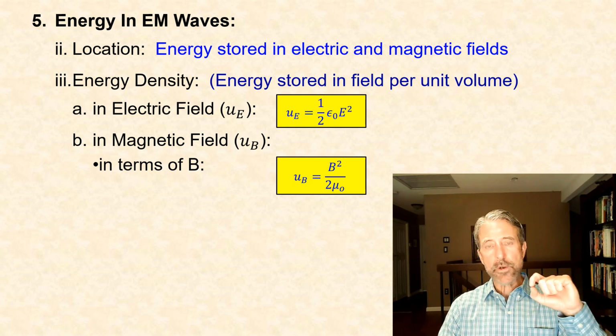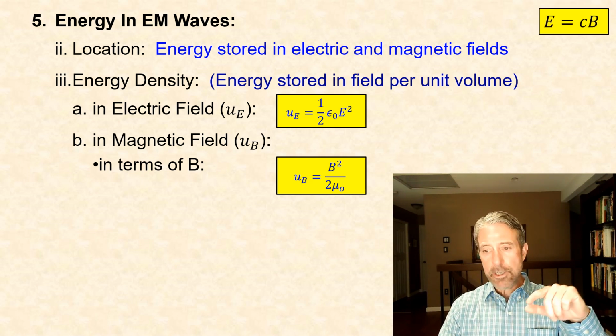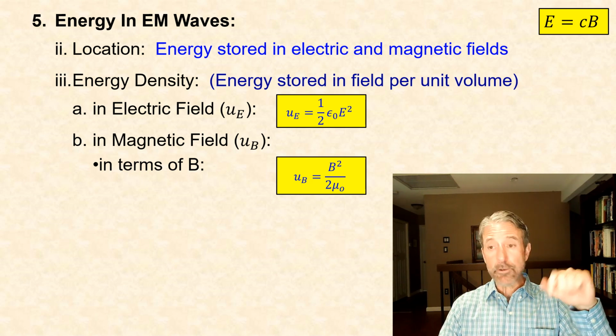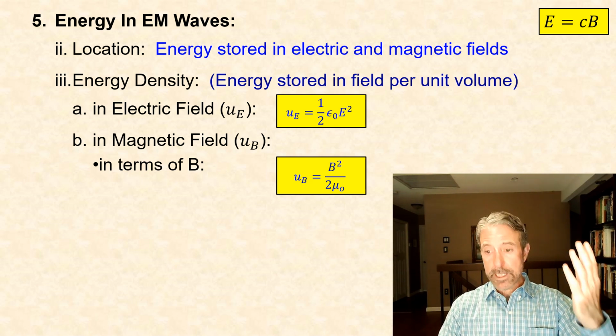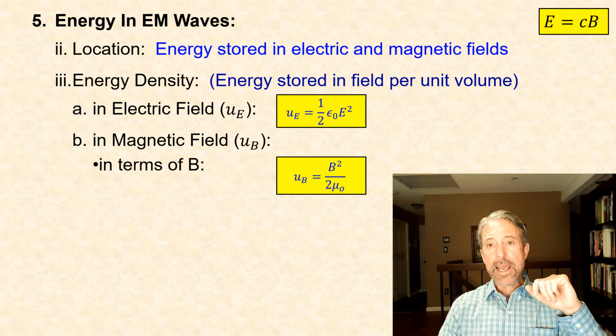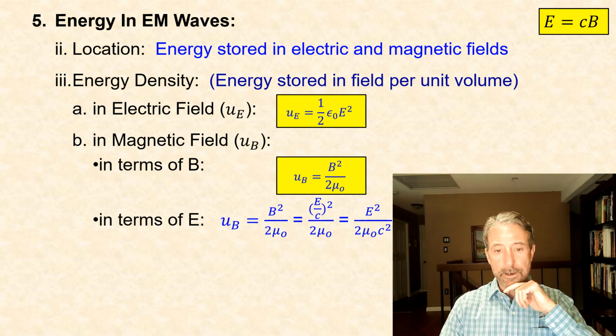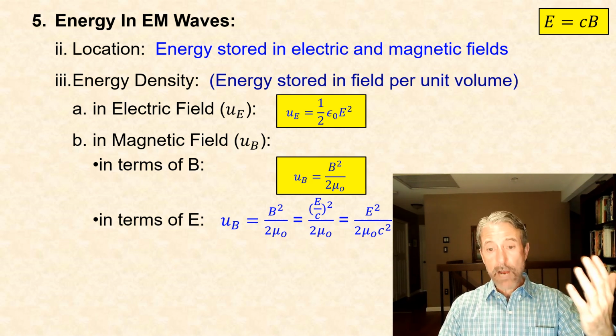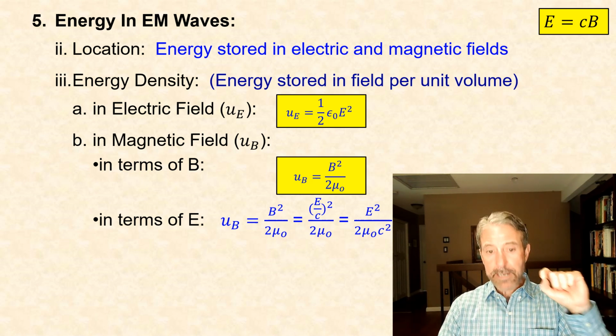What you see on your screen right now is the magnetic field energy density expressed in terms of the magnetic field. But using this relationship between the fields, that at any point in space, the magnitude of the electric field equals the speed of light times the magnitude of the magnetic field, we can make a substitution here. Substituting E over c for B takes us to this point. We now have an expression for the magnetic field energy density in terms of the electric field only.